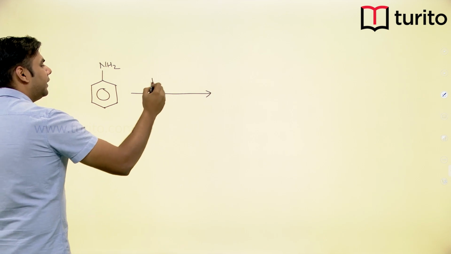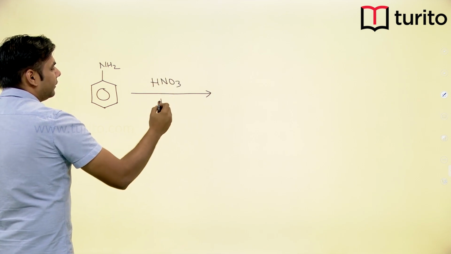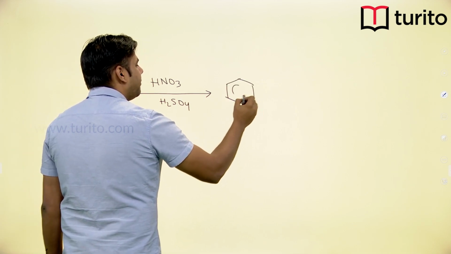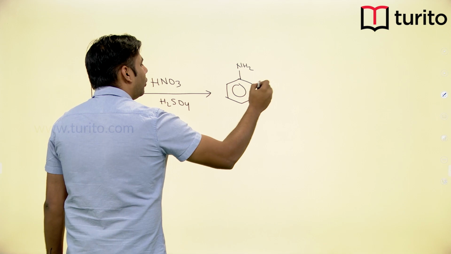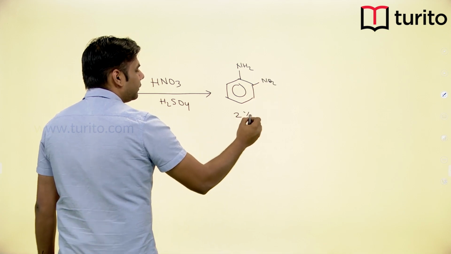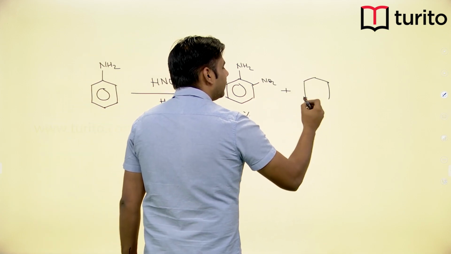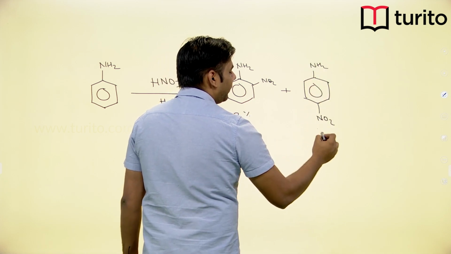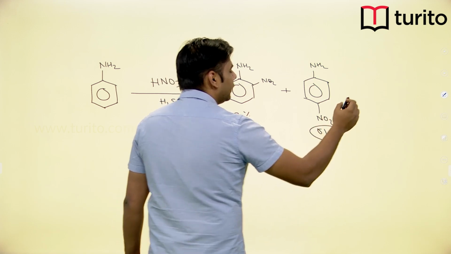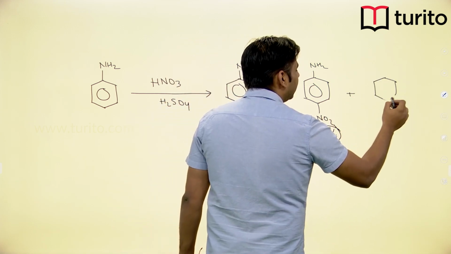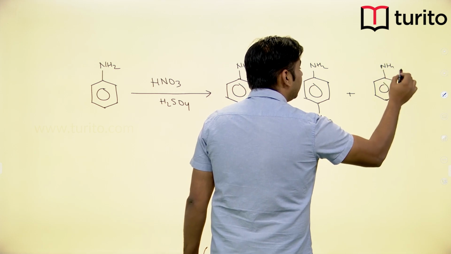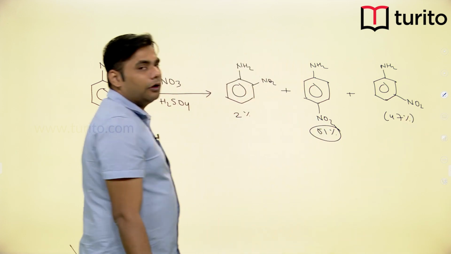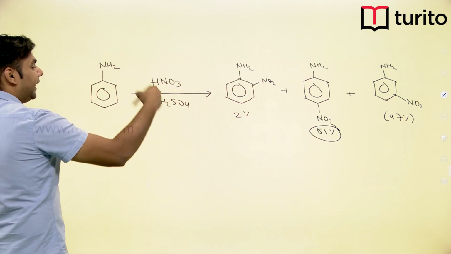So when we react it in a nitration reaction, in this case we get 2% ortho product, 51% para product. NH2 is an ortho para directing group, so we were expecting the ortho and para products to dominate. But if you look in this reaction, a considerable amount of meta product is also formed, that is 47%. Now, why does this happen? Because we have maintained acidic medium.